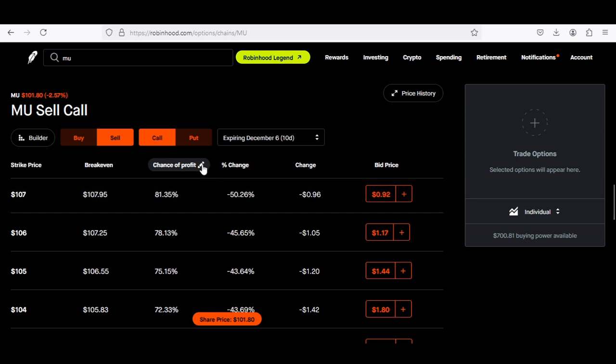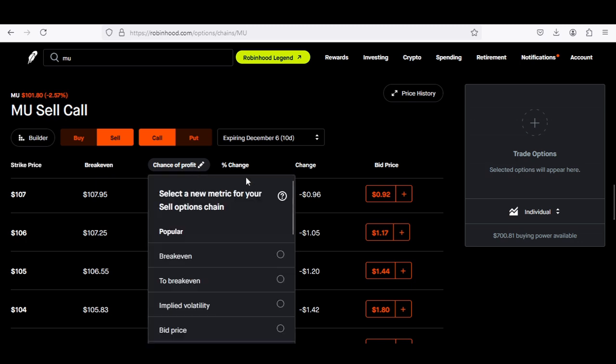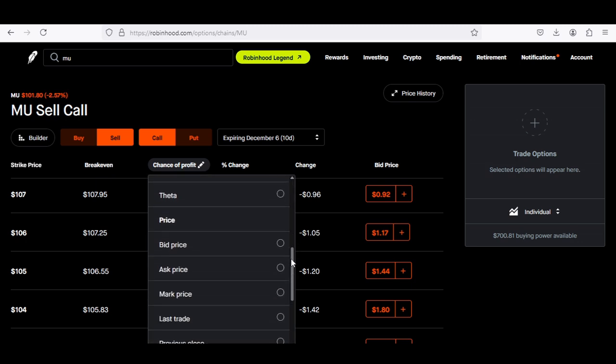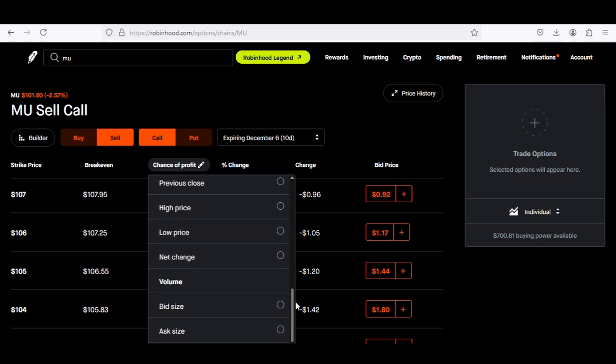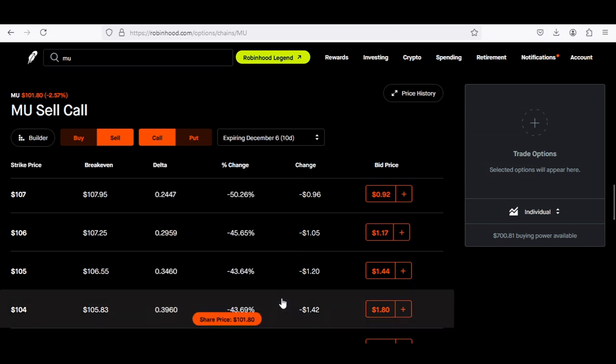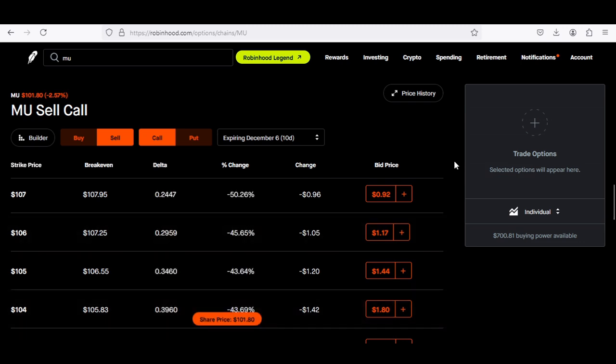So I'm going to click into the edit pencil right here. I'm going to get that drop down. I'm going to scroll down until I see Delta. Where is that bad boy? Oh, right here. So I can switch it up to Delta, and there you have it. But like I said, I love using the chance of profitability. It just makes it easier for me.